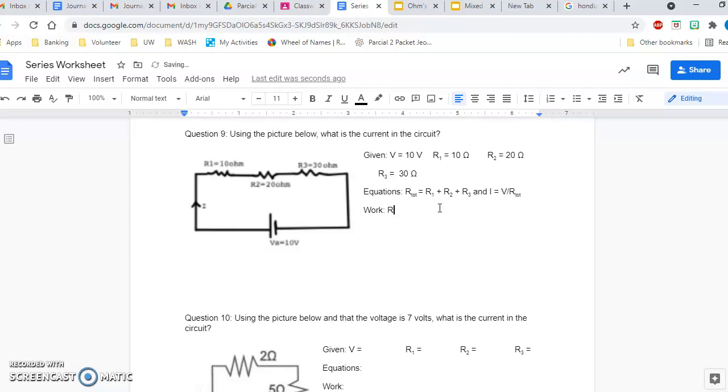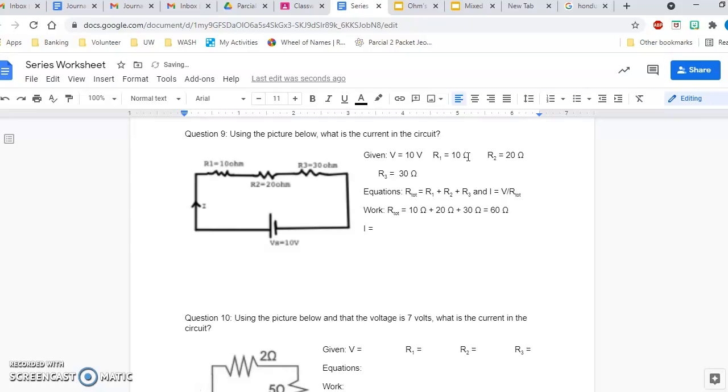The first thing we need to do is find R total. We can say that is equal to R1, which is 10 ohms, plus R2, which is 20 ohms, plus R3, which is 30 ohms. And again, all you guys are so good at addition that everyone is shouting that is 60 ohms for our R total.